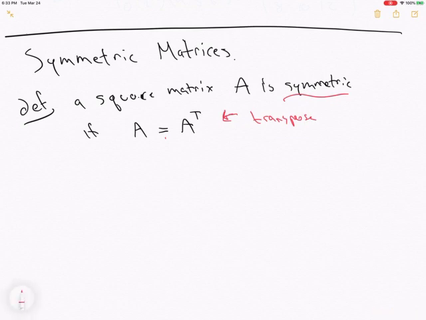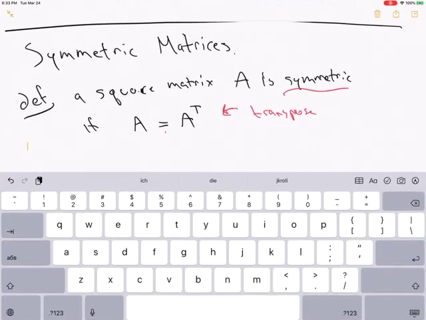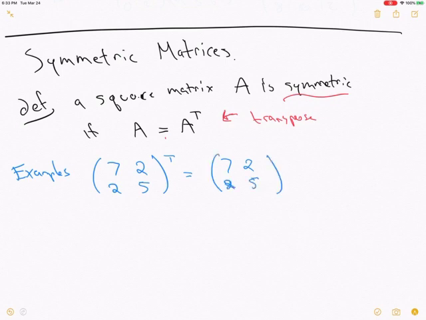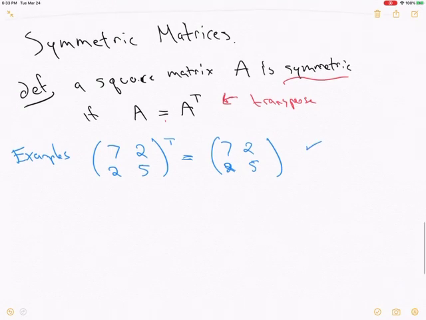So let's get a feel for what they look like. The matrix, say, 7, 2, 2, 5 is symmetric because when you take its transpose, you just swap the role of the columns and the rows. So it's equal to its own transpose, so that's good.